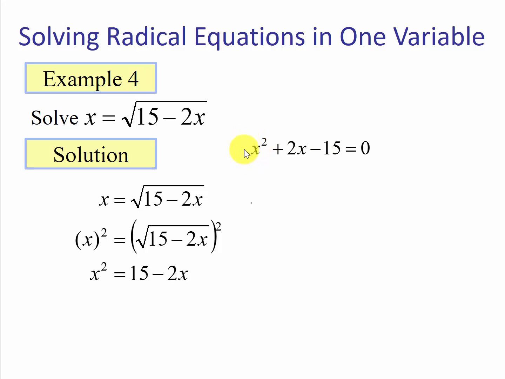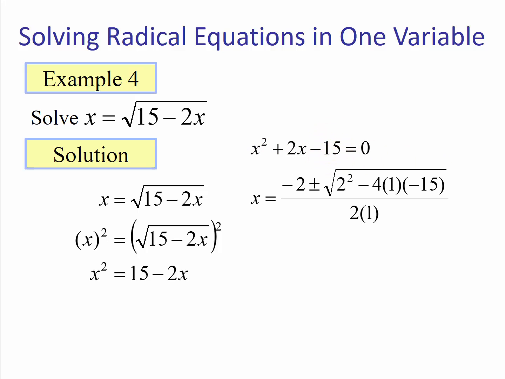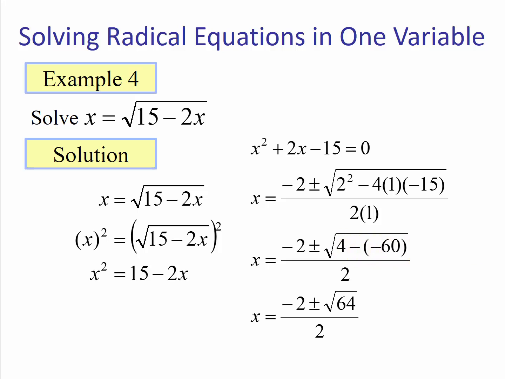In this case, a is 1, b is 2, and c is negative 15. So negative b plus or minus the square root of b squared minus 4ac, divided by 2a. We work inside the square root first. 2 squared is 4. 4 times 1 times negative 15 is negative 60. 4 minus negative 60 becomes a positive 64.